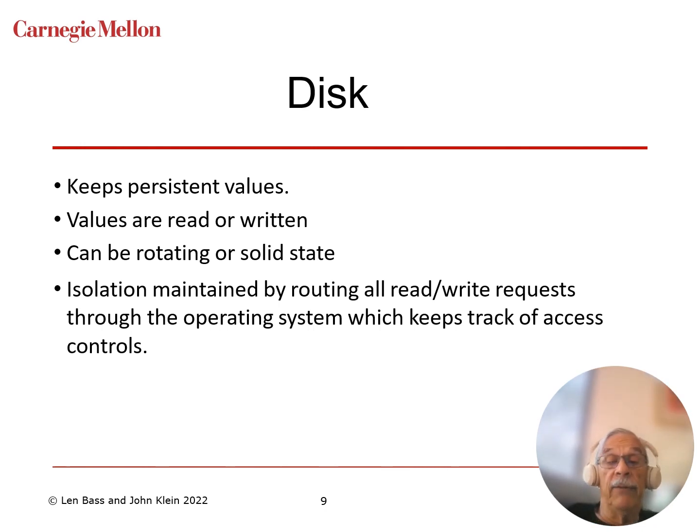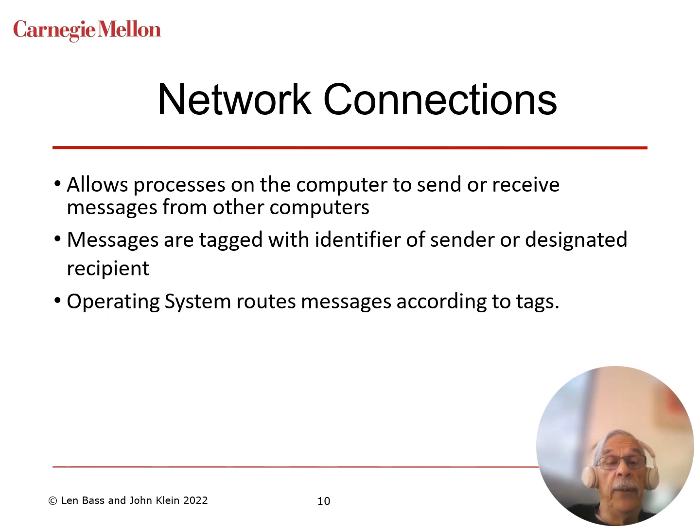And that keeps track of the access and which pieces of the disk you're able to get to. And then you have network connections. So part of what you want to do from your computer is put a message on the network or receive a message from the network from other computers. And messages are tagged with identifiers of the sender or designated recipient. Those tags are used to tell the operating system how to route it. And we'll get into details on networks and things like that later.